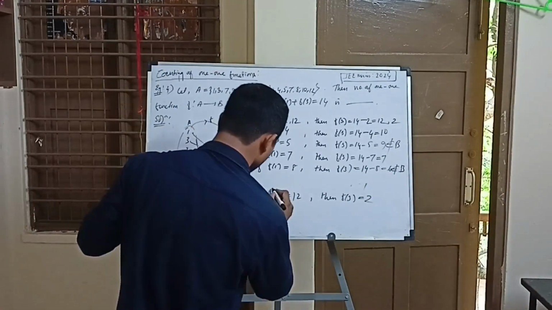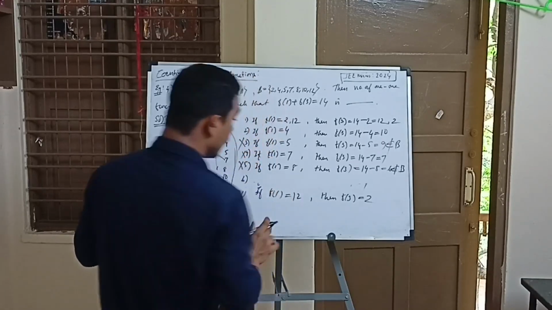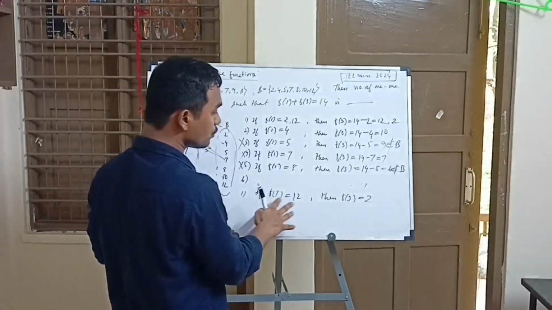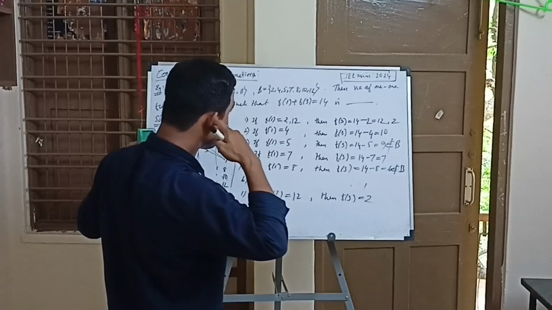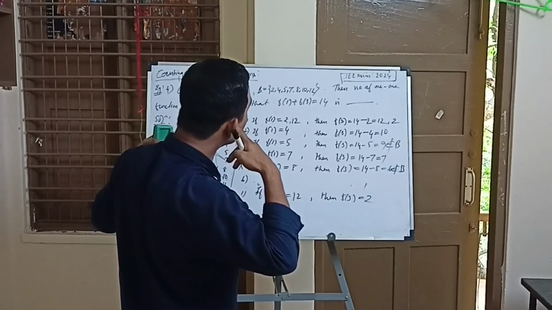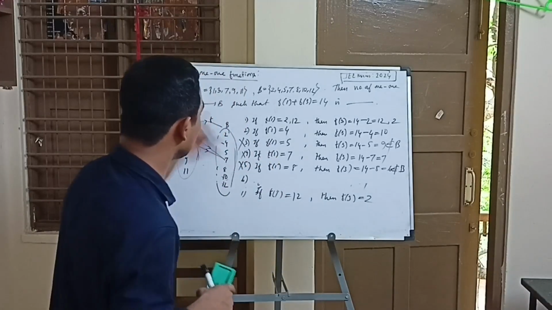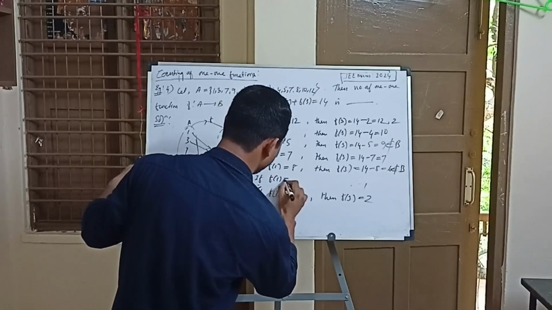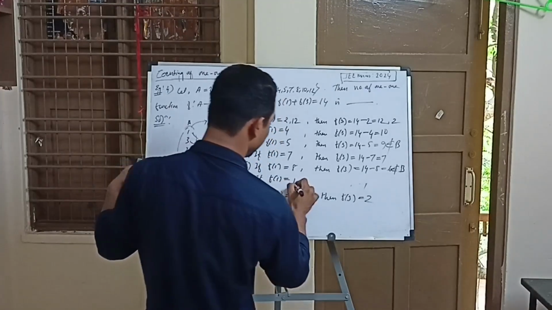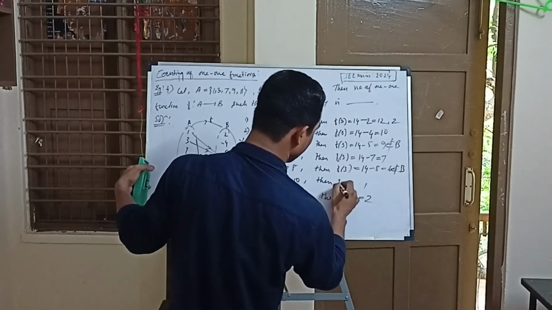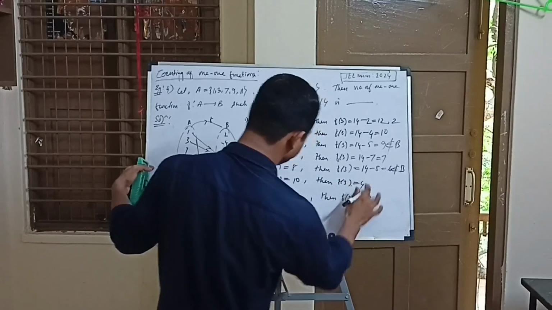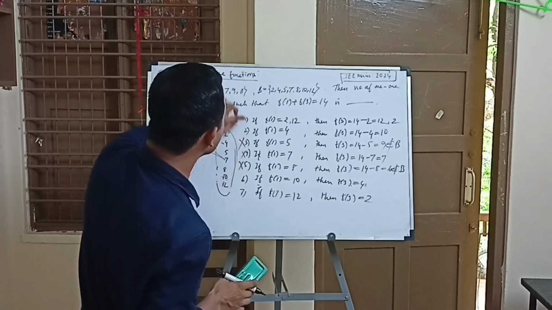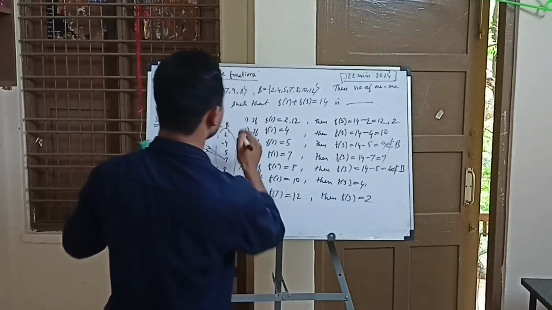Okay. Now if f of 1 is 12, then f of 3 is 2. Correct? Sorry, I erase. If f of 1 is 8, f of 1 is 10, then f of 3 is 4, right? Merging 1 and 7, we get this, right? We get these conditions.